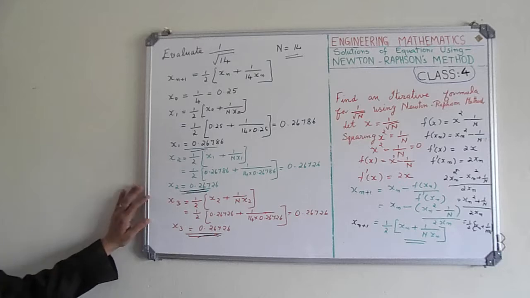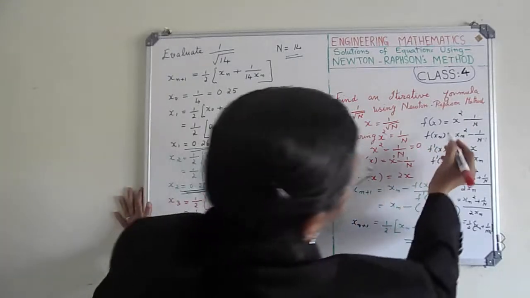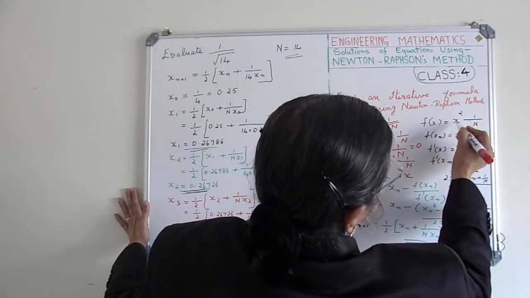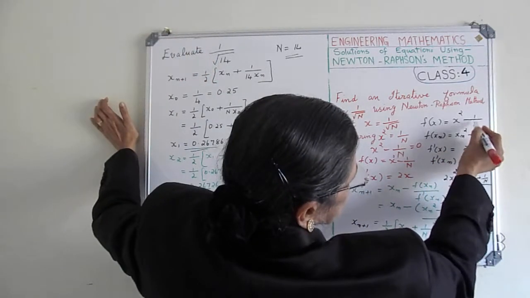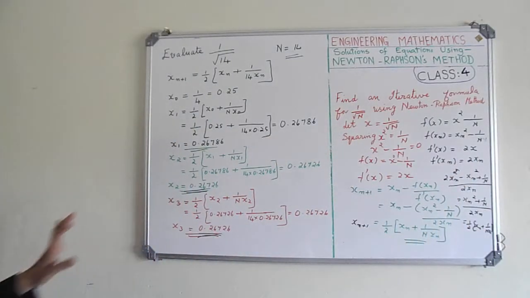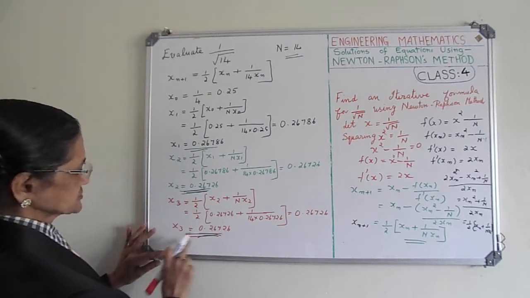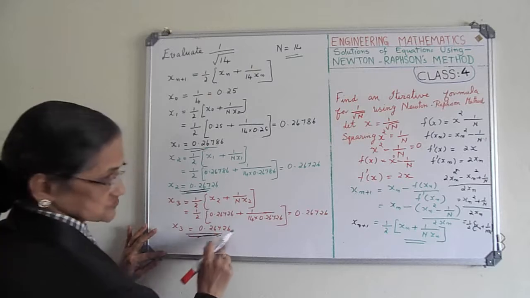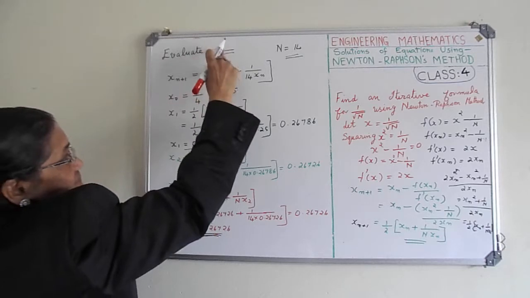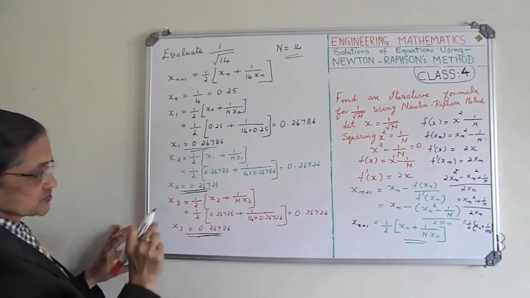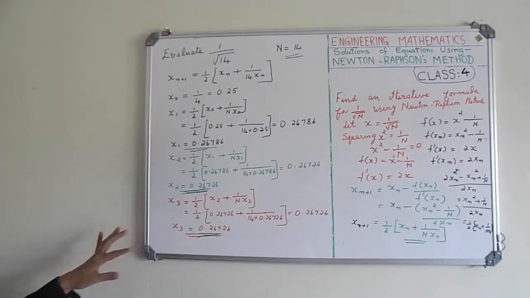Therefore, the approximate value of the root of the equation, which is f of x is equal to x square minus 1 by n, that is x square minus 1 upon 14 is equal to 0, is 0.26726, which is the same as 1 by square root of 14. 1 by square root of 14 is equal to 0.26726. Okay, we'll stop today's class.